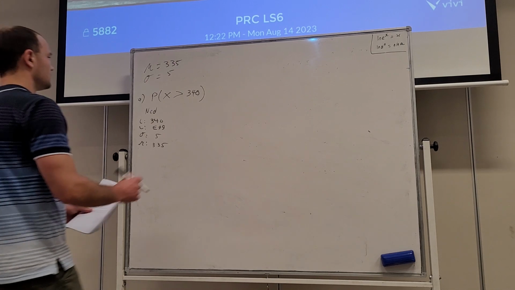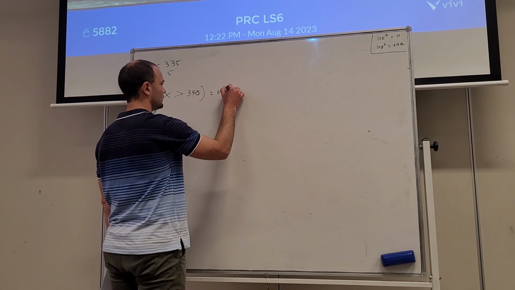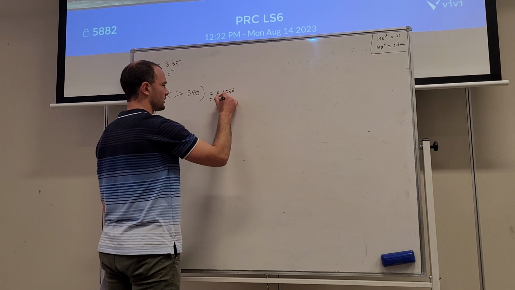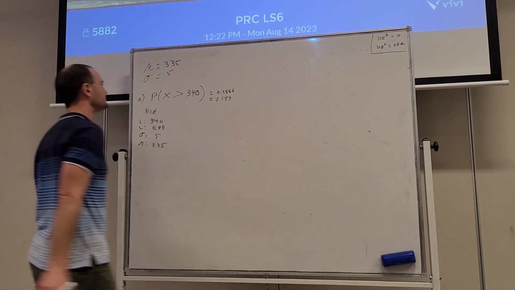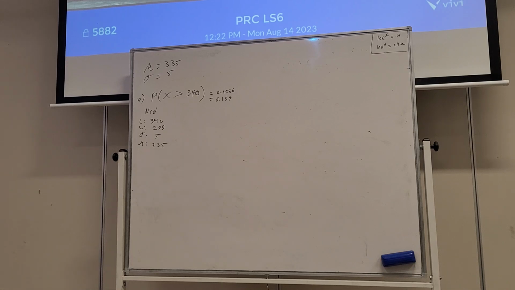0.1586. This corresponds with, it's one standard deviation above the mean anyway. 0.159. Okay, so that's part A.